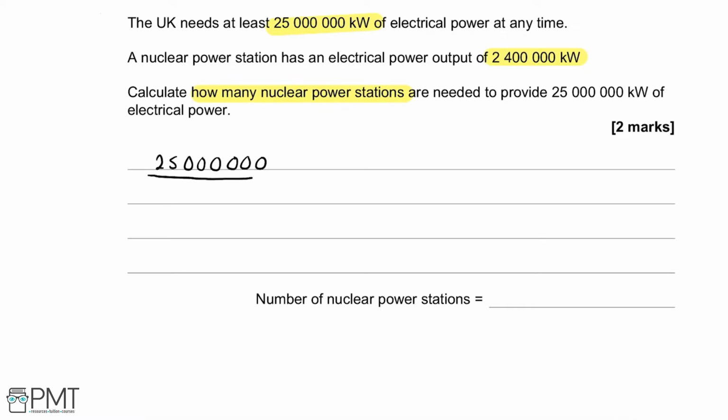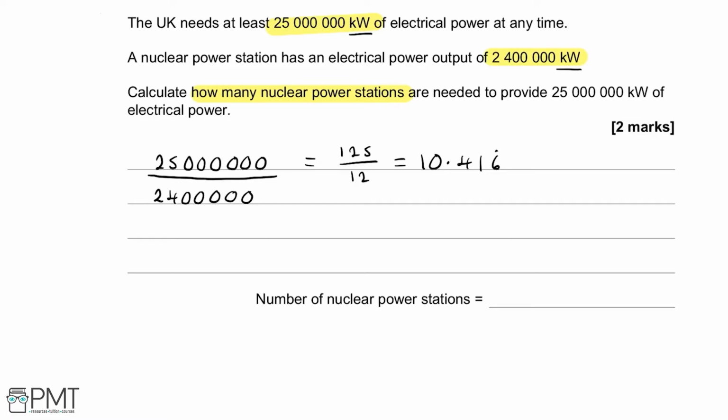by how much power each power station can produce at any one time, 2,400,000. Both of these are in kilowatts, so we don't need to worry about the units getting messed up or changing either of the units. We can just leave them as they are. So if you put that in your calculator, 25 million divided by 2,400,000 gives you a fraction of 125 over 12, which is 10.416 recurring.